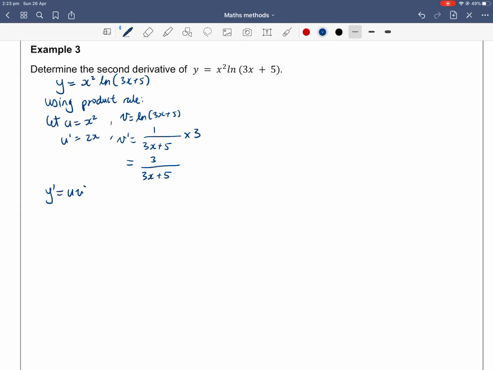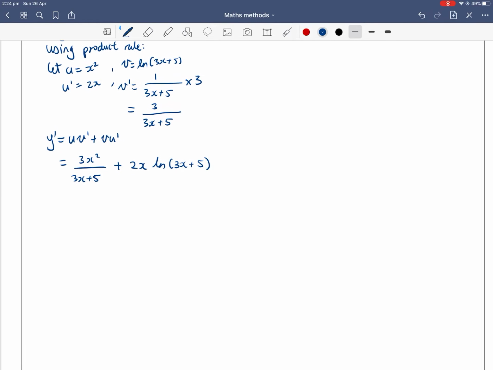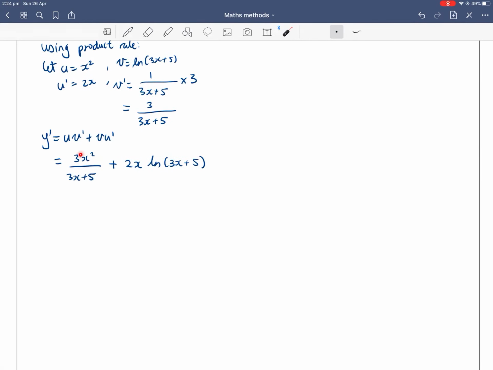So product rule says y dash is u v dash plus v u dash. So substituting it, u times v dash gives you 3x squared over 3x plus 5, and v u dash is 2x times ln of 3x plus 5. So that is our first derivative. We need to work out the second derivative, so we need to differentiate this function once more.